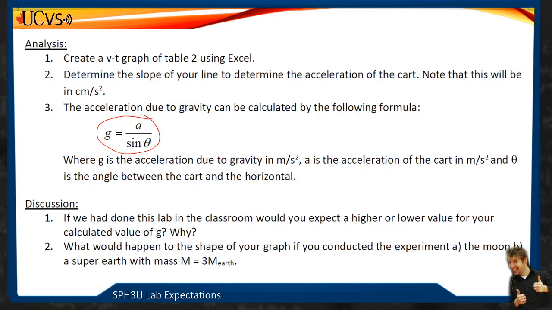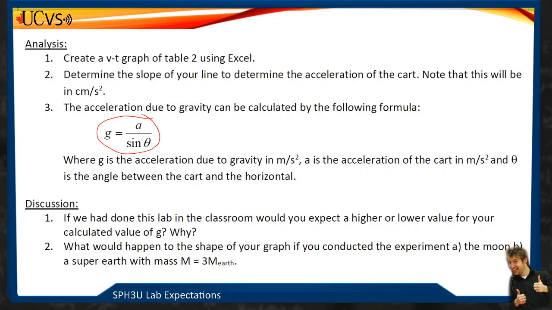So discussion questions. If we had done this lab in the classroom, would the value that we get be lower or higher? So would you expect that you get a higher or lower value, and why? Basically, what does friction do to our system? Because that's what we're missing in this problem, is there's no friction. So what would friction do to our system?